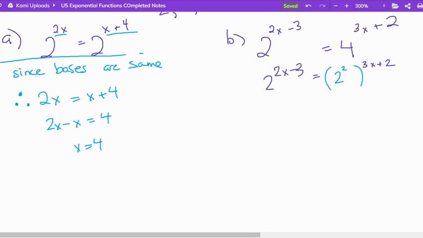And now I'm like, oh, this is just the power to power rule. So when I have an exponent to the power of another exponent, what do I do with those two exponents? We multiply them. Oh, so all it is 2 to the power of 3x plus 2. So look at this. After this is algebra. But do you understand how we got here?